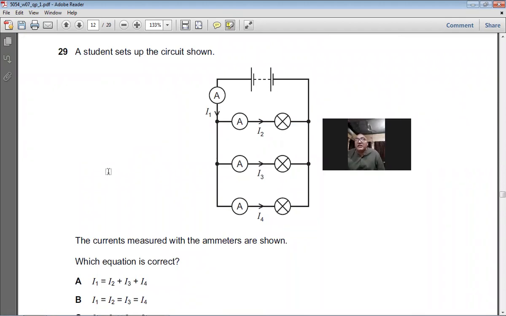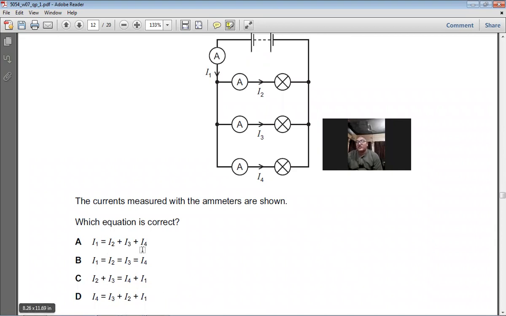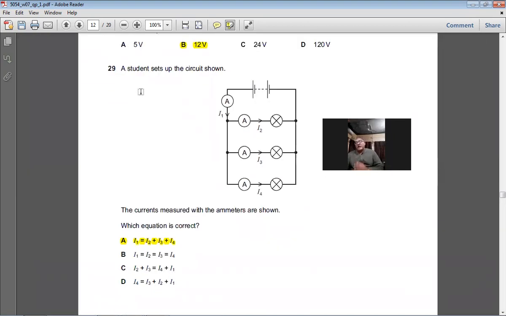A student sets up the circuit shown. The currents measured with the ammeters are shown. Which equation is correct? You see, the current coming from the battery is I1. Here the current will be split. I2 current is passing through the first branch, I3 current is passing through the second branch, and I4 current is passing through the third branch. So the I1, which is coming from the battery, will be equal to the sum of the currents in branch 2, branch 3, and branch 4. So I1 will be equal to I2 plus I3 plus I4. I think A is the right option.